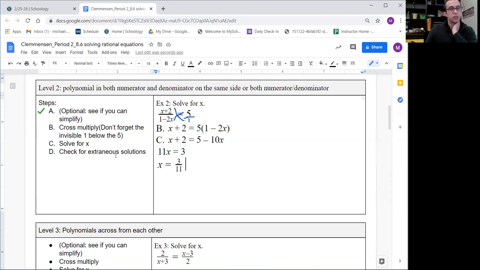Before we check for our extraneous solution, are there any questions on how we did step B or step C?